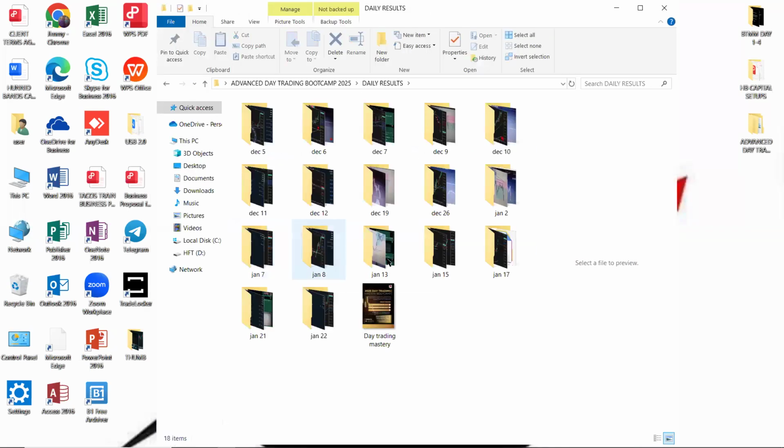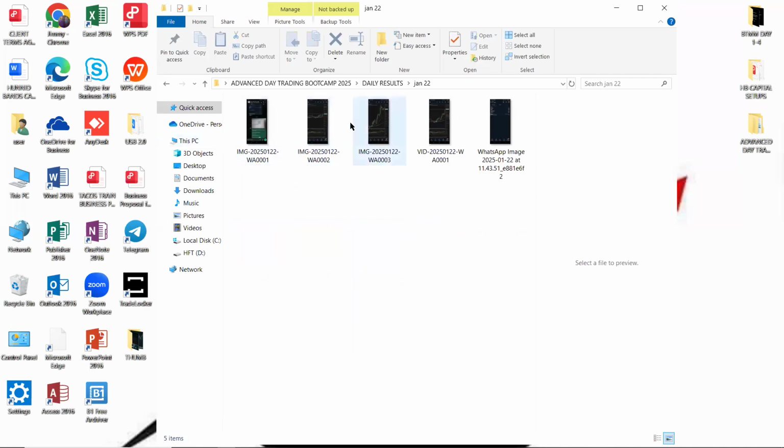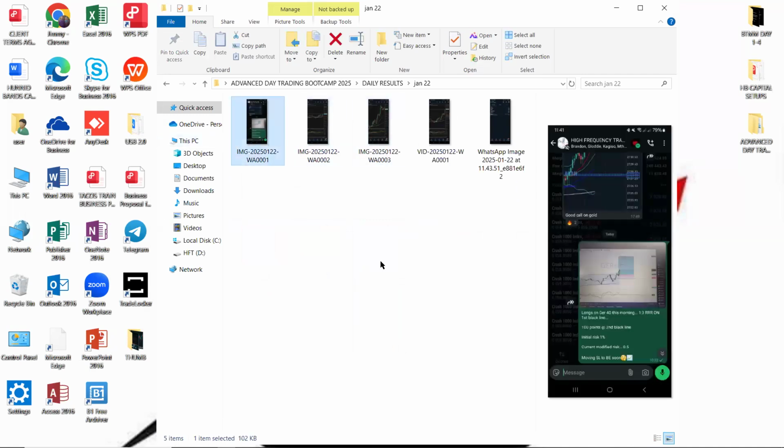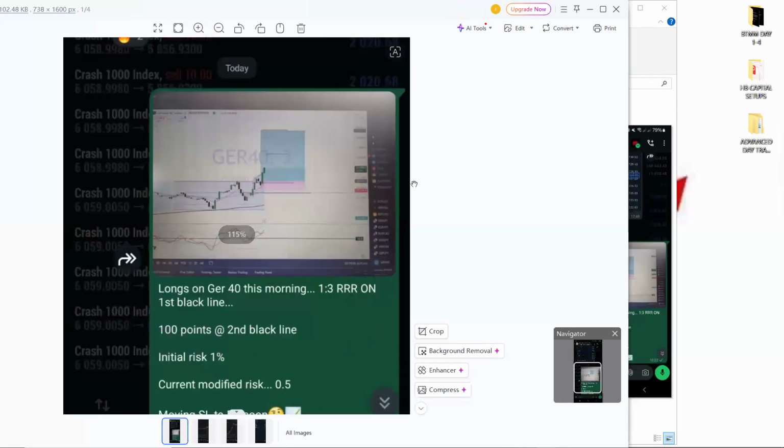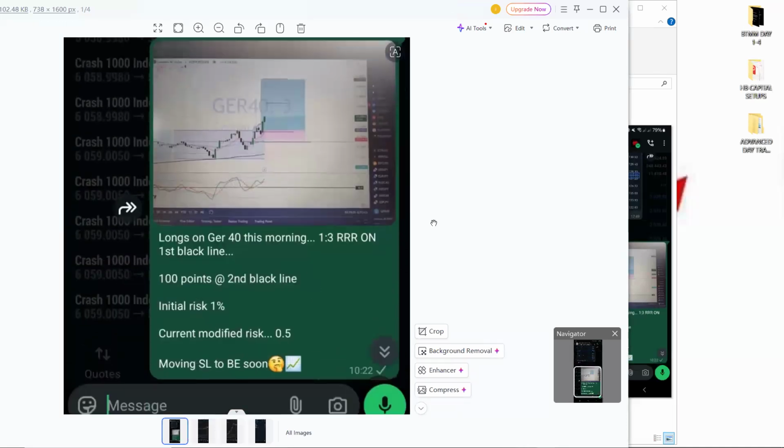We're going to jump to our daily results, January 22nd, and quickly zoom in. Okay, so you see I shared this at around 10:22. Longs on Ger40, the trade was already active here. 1:3 risk to reward on the first black line. The first black line was probably just below 50 points, if I'm not mistaken. Then I marked out the 100 points to be the second black line. I'll show you just now on the charts.